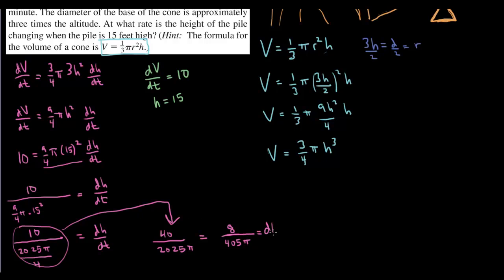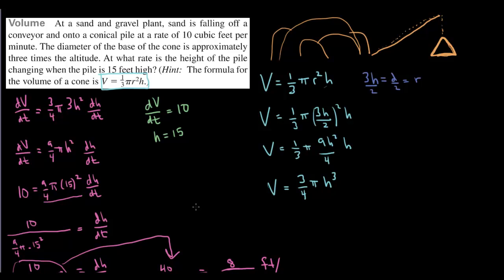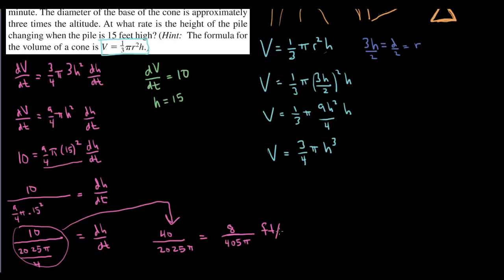There is dh dt. Oh, you know what? I did not label that. 8 over 405 pi. Now, what are we talking about? The height of the pile is 15 feet, and it's height, so it's not squared, it's not cubed. The height is just feet per what? What was the rate up here? Per minute. 10 cubic feet per minute, so that would be per minute. The rate at which the height of the pile is changing, that is dh dt.